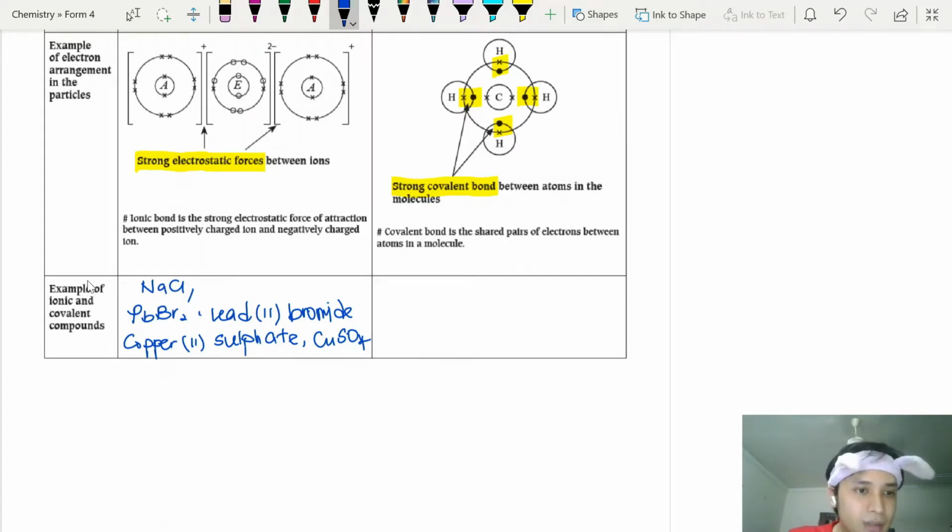Covalent compounds are your molecules. There are a lot of molecules. One example is the one that you learned in Form 4, naphthalene. Remember naphthalene when we did the experiment?